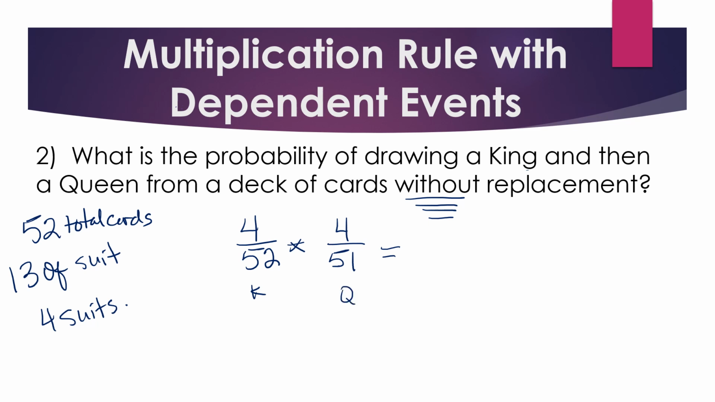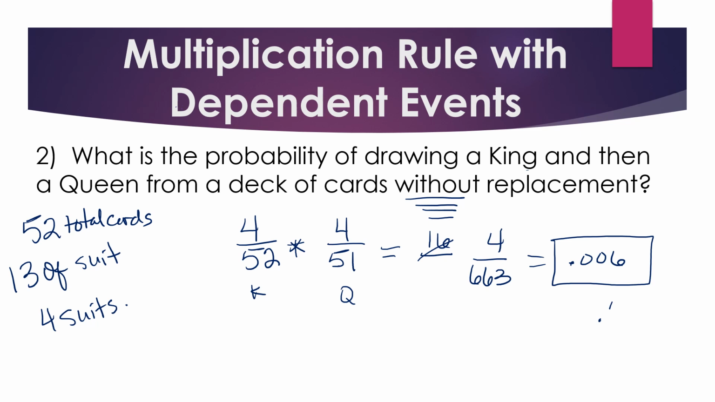So the king is 4 out of 52. The queen is 4 out of 51 because we've reduced one of the cards to choose from. That gives us 16 over, I forget what that number is. Well, here we'll just reduce it. It becomes 4 out of 663. Or 0.006. So that is your probability, or 0.6% of a chance of that occurring.